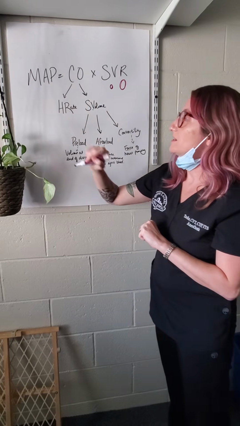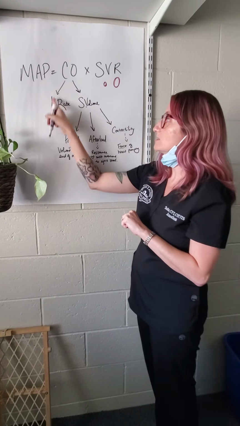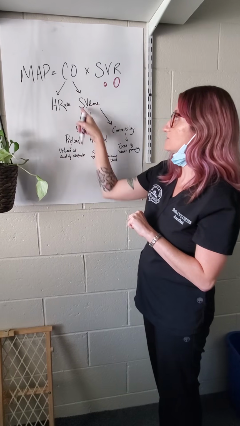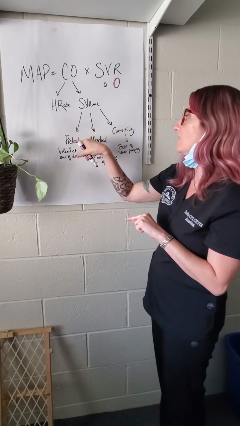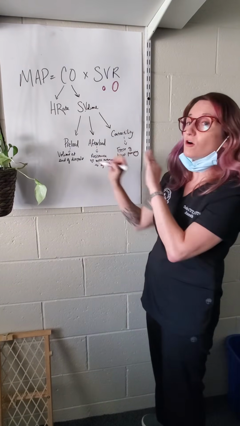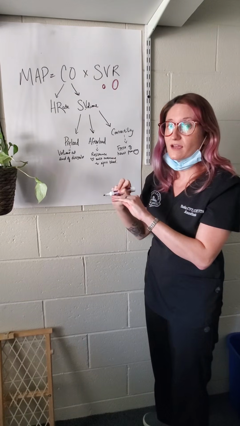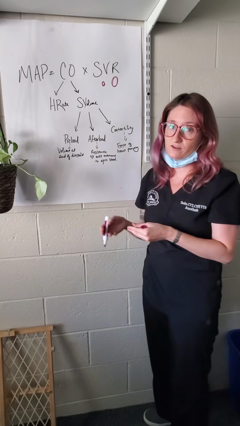Our cardiac output now is made up of our heart rate and our stroke volume. So this is something important to keep in mind, as well as this. When we break down our stroke volume even further, we see that that's made up of preload, afterload, and contractility. So these are all things that we need to keep in the back of our head when we're trying to determine how we are going to treat our patient's hypotension under anesthesia.